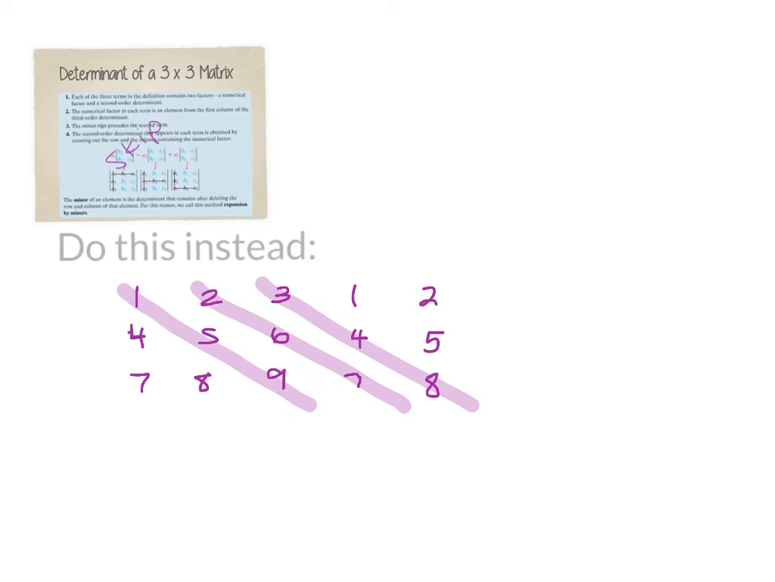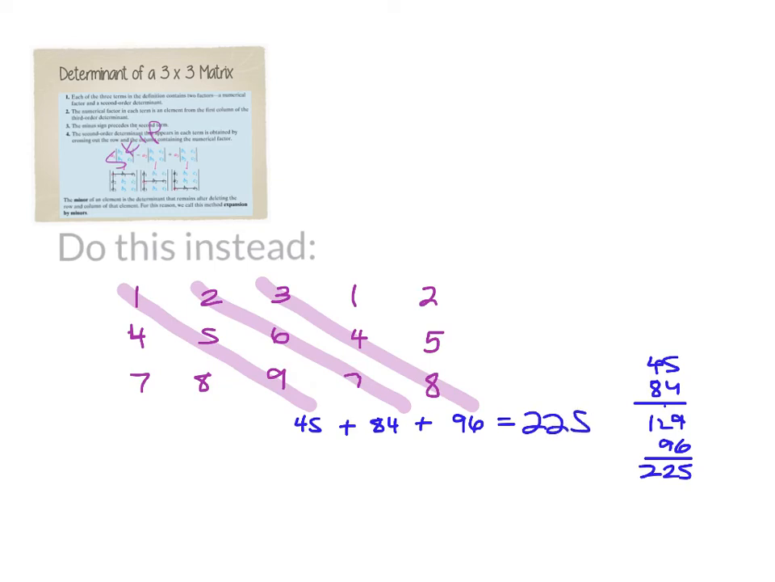Okay, so I would multiply 1 times 5 times 9, that's 45. I would multiply 2 times 6, that's 12, times 7, that's 84. And I would multiply 3 times 4, that's 12, times 8, that's 96. And then I would add all these 3 numbers together. I don't know why I picked these numbers, but I did. 45, 84, 96, that's 225.